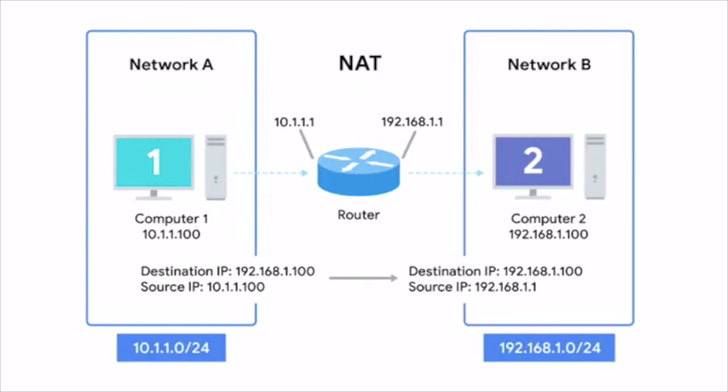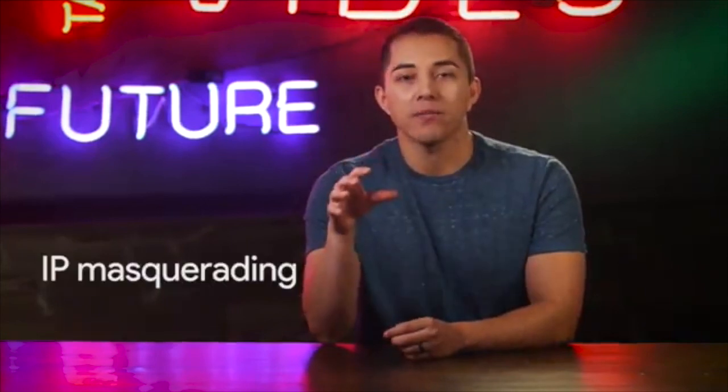Now, computer 2 crafts its response and sends it back to the router. The router, knowing that this traffic is actually intended for computer 1, rewrites the destination IP field before forwarding it along. What NAT is doing in this example is hiding the IP of computer 1 from computer 2. This is known as IP masquerading.